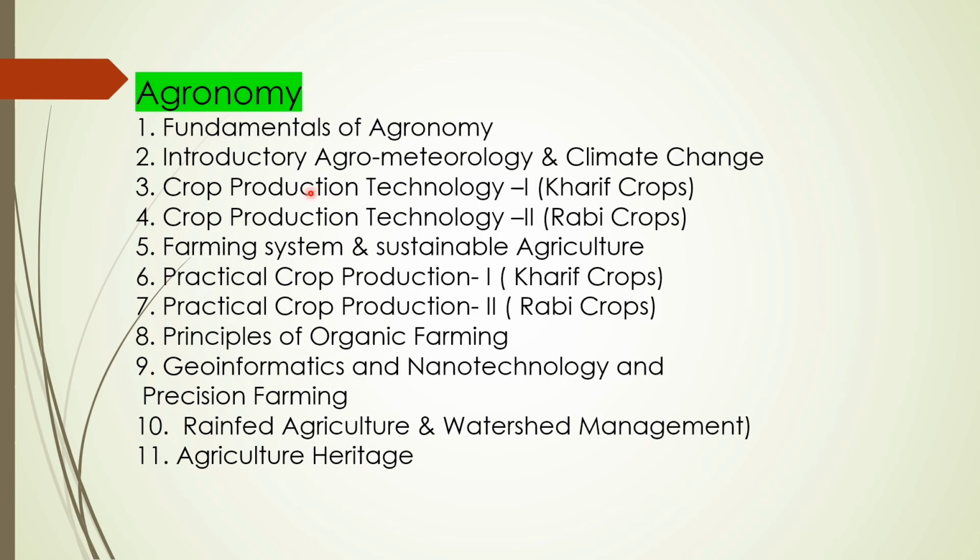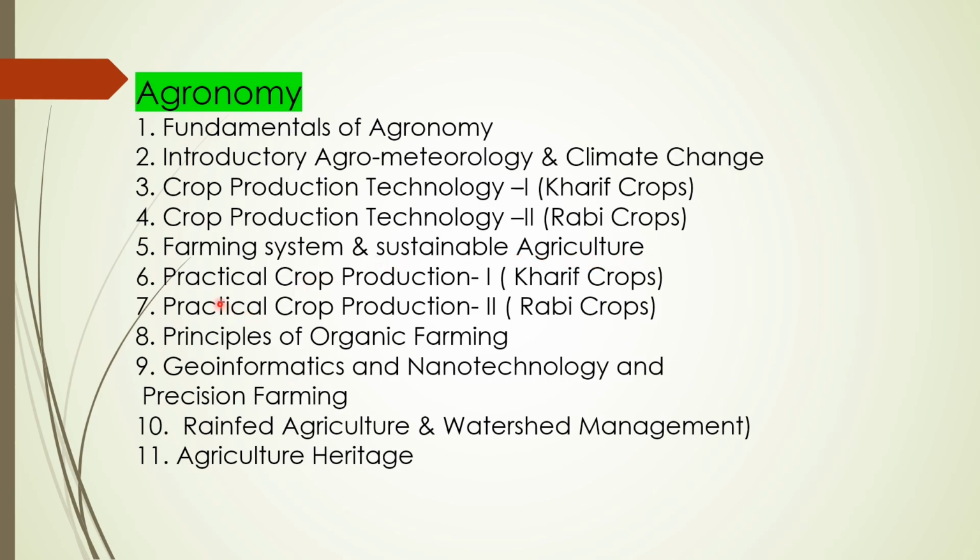In this subject we learn about weather forecasting, phenomena, atmospheric changes and many things. And the third is crop production technology, kharif crops. In this subject we mainly learn about kharif crops only, like rice, maize, black gram, green gram, and their cultivation practices. And the fourth subject, crop production technology, rabi crops. In this subject all the rabi crops like wheat, lentil, chickpea, mustard, and all the cultivation practices. And the fifth subject, farming systems and sustainable agriculture. It is mainly about integrated farming systems and different farming systems, and how we have to protect agriculture for future generations.